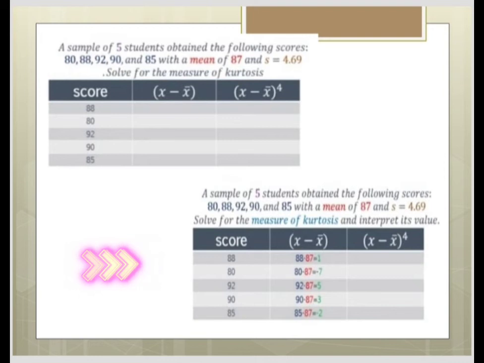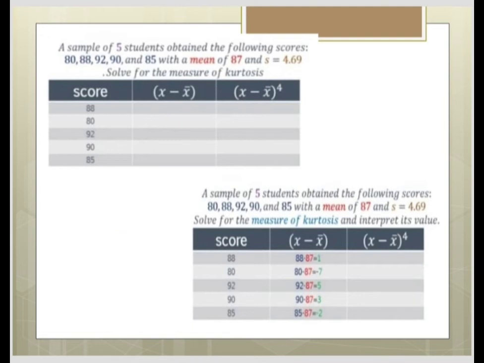So, 88 minus 87 is equal to 1. And 80 minus 87 will be negative 7. And 92 minus 87 will be 5. And 90 minus 87 will be 3. And the last is 85 minus 87, which will be negative 2.